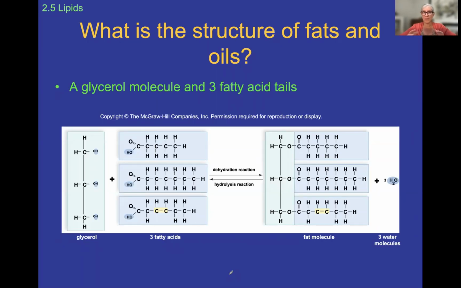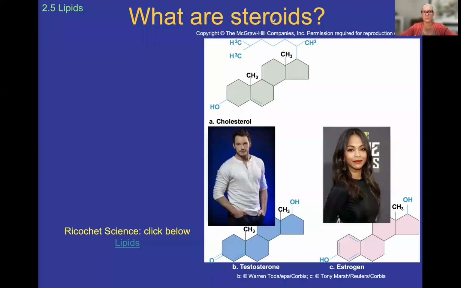So a quick visual of how a fat or oil molecule is built. You'll have a glycerol. You won't have to recognize these shapes, but you put a glycerol with 3 fatty acids. Now you have a fat or oil molecule. So this would be known as a triglyceride, tri for 3 fatty acids. And you may have heard of triglycerides being measured when people have a blood test as an example.